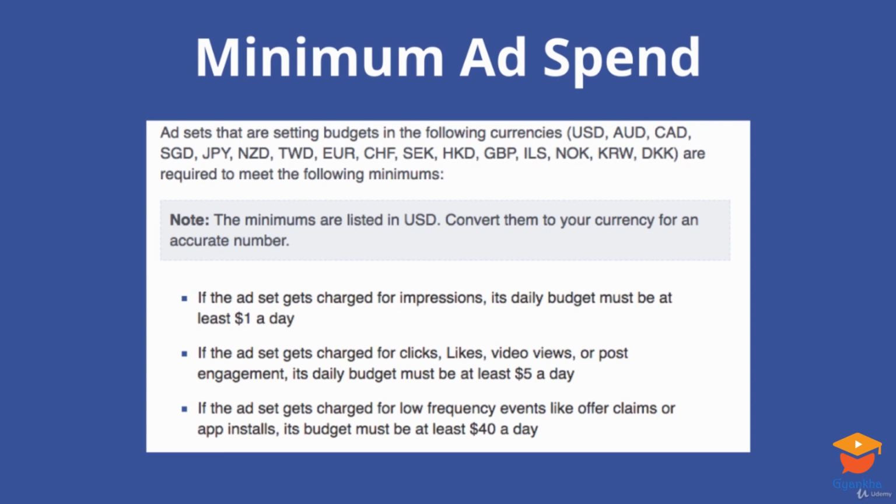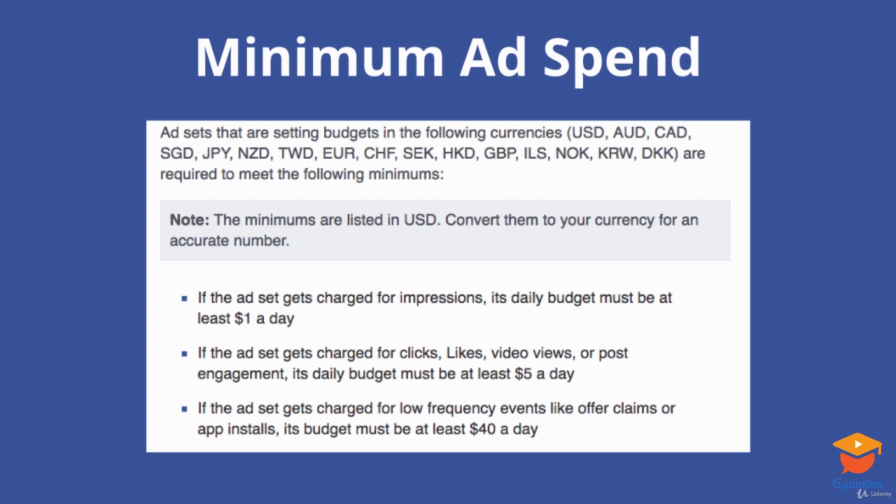If you just want to get impressions, so people just to become aware of your ad, there is a minimum of $1 per day, but that's just going to be an image. People won't actually be able to click through. If you want people to click to get a like on your Facebook page, to watch a video, to engage with a post, then the minimum budget is going to be $5 per day. If you want to get something like more of a low frequency event, like an app install, then the budget is at least $40 per day. So those are some of the minimums.